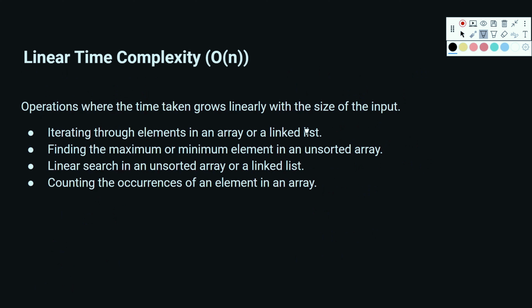Let us move on. Now the next topic is linear time complexity. It is often seen when you want to iterate over elements in an array or a linked list, find the maximum or minimum element of an unsorted array, do a linear search in an unsorted array, or count the occurrences of an element in an array. So these are the ones which use the time complexity of big O of n.